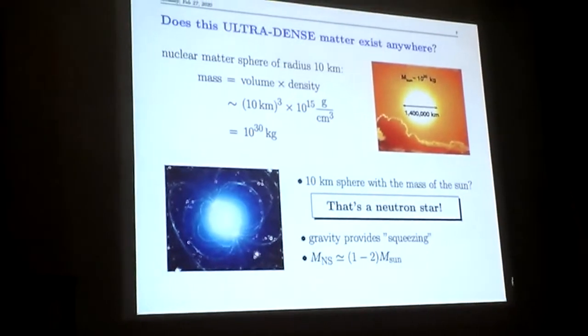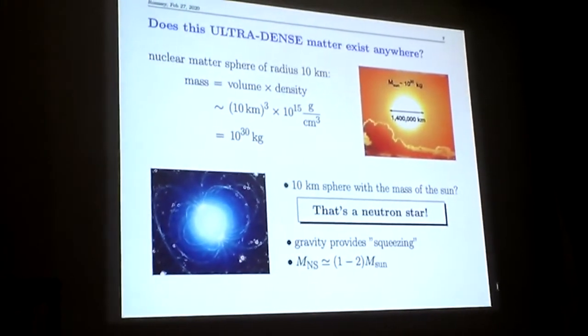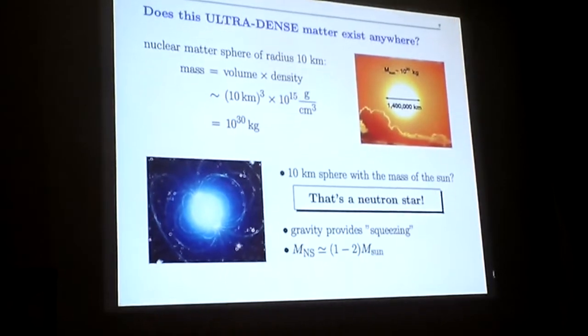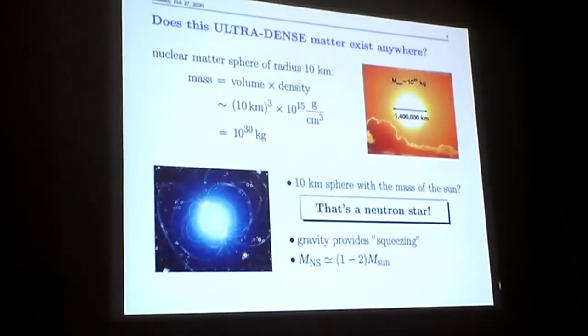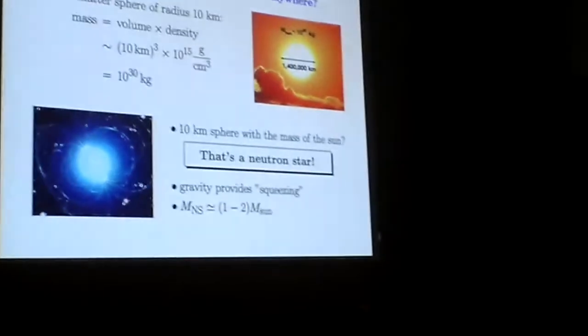I said that the neutron star mass we know is roughly one solar mass. There are neutron stars measured to have about 2 solar masses. That's the range we can infer from observations.